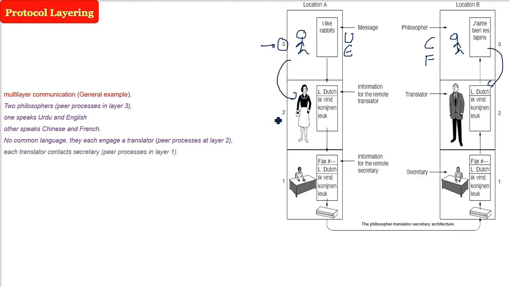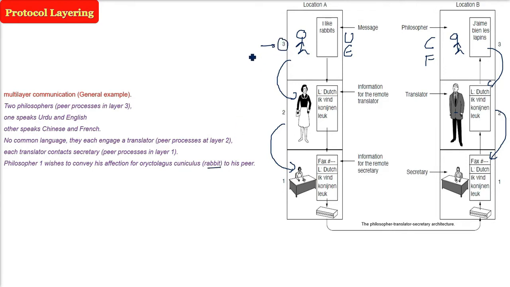Now each translator will also have a secretary. They will hire a secretary who will actually be sending the data. Now philosopher 1 wants to send a message. For example, he wants to send "I like rabbits." Oryctolagus cuniculus, rabbit. He just wants to send "I like rabbits." This has to go to philosopher 2.